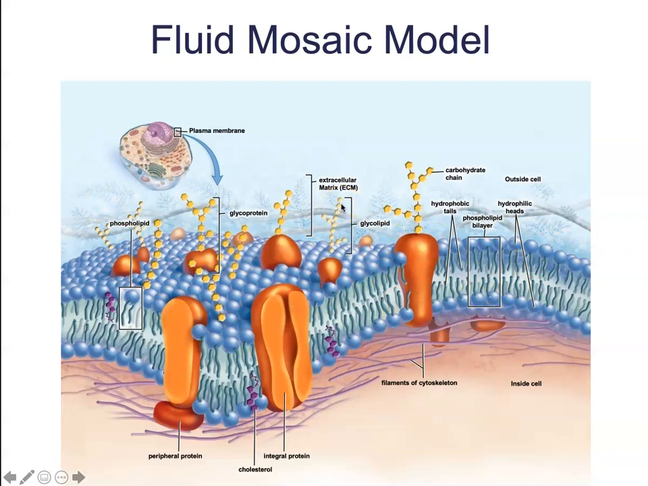Interestingly enough, at body temperature, the plasma membrane has the consistency of olive oil. So it's going to be a very slippery, fluid substance.